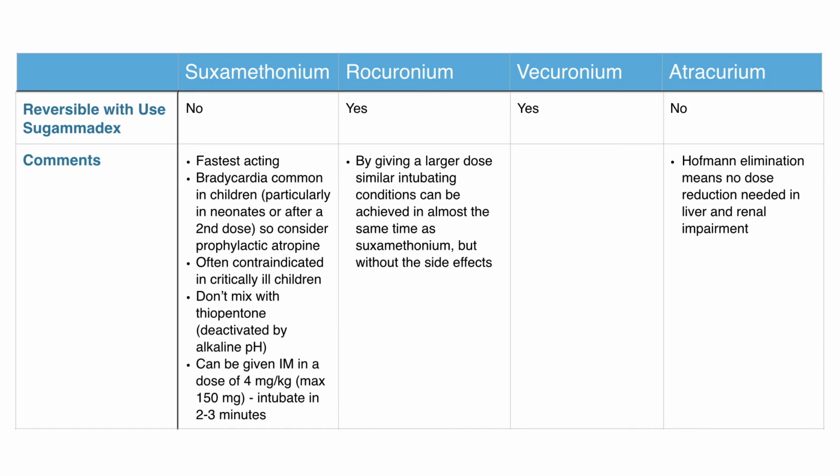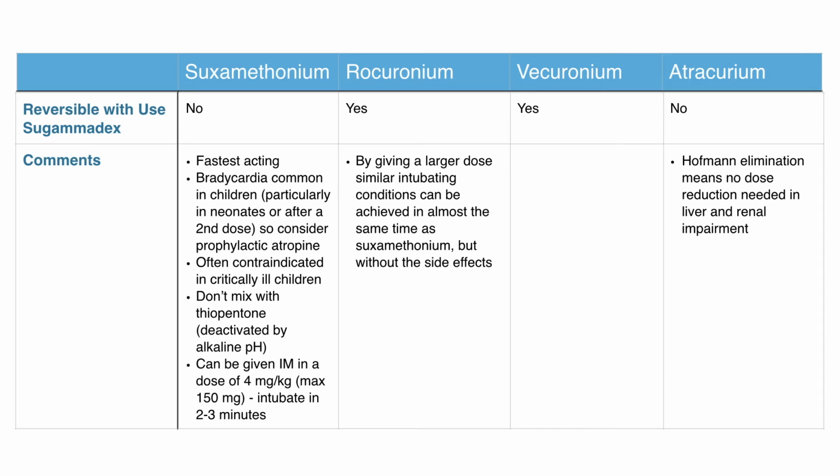Just a few more comments about the individual drugs. So as already mentioned, Suxamethonium is the fastest acting agent. It can also be given intramuscularly in an emergency when intravenous access isn't available. It's given in a slightly higher dose of 4 milligrams per kilogram, up to a maximum dose of 150 milligrams, and you can get intubating conditions 2 to 3 minutes later. As we've already mentioned, it's important not to mix Suxamethonium with thiopentone, because the alkaline pH of thiopentone will inactivate the Suxamethonium.